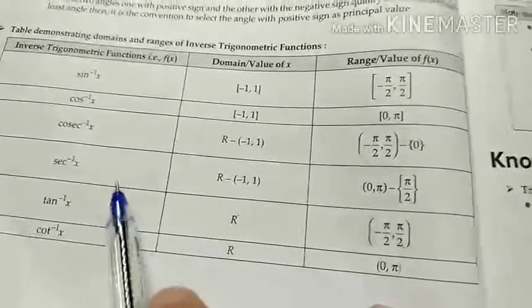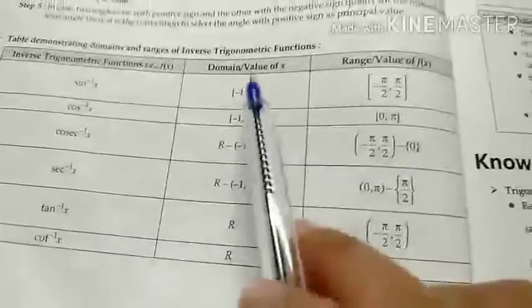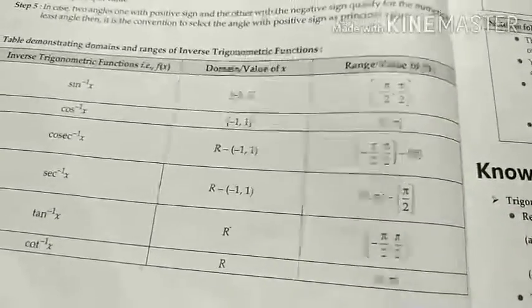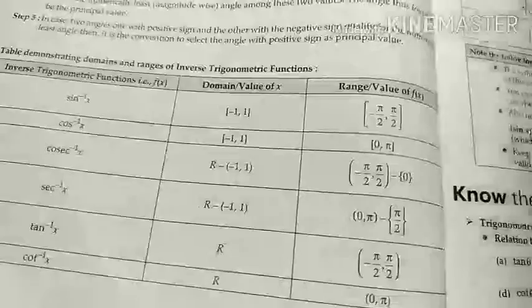So these are some operations we will do. Here we have done the formulas already. So this is the table of sine inverse, cos inverse, cosecant inverse, with domain values and range values according to the table. Here also I have some values of tan theta. So these are the tables.